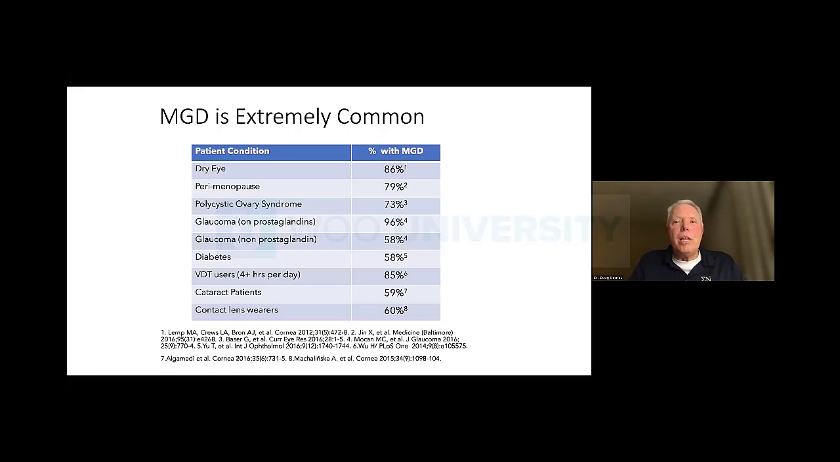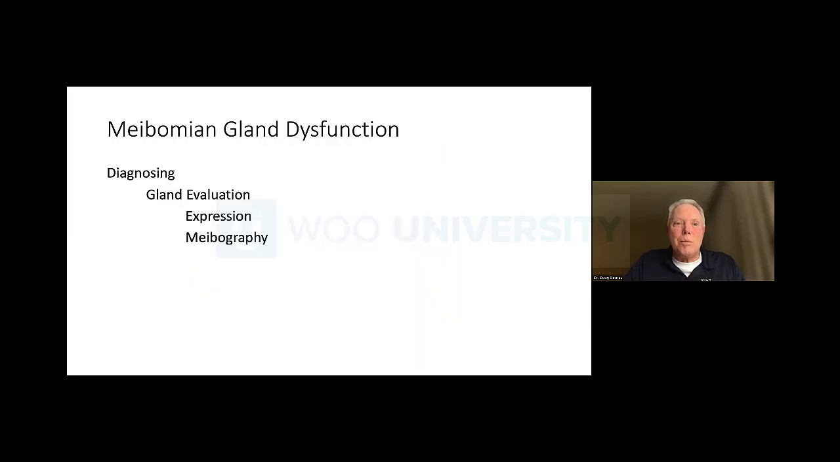So now, as we shift to MGD, we see how incredibly common it is with all sorts of different comorbidities, whether it's cataract patients, contact lens wearers. Again, look for the ordinary that's in your practice: your contact lens patients, your cataract patients, your glaucoma patients. As you look at the common, and of course, the overlap with dry eye is about 86%.